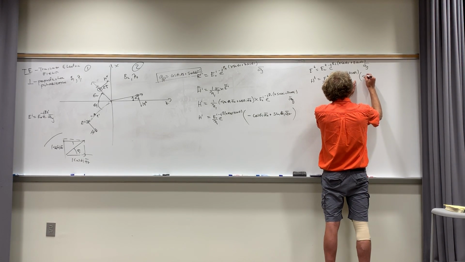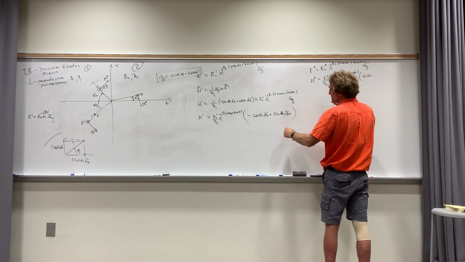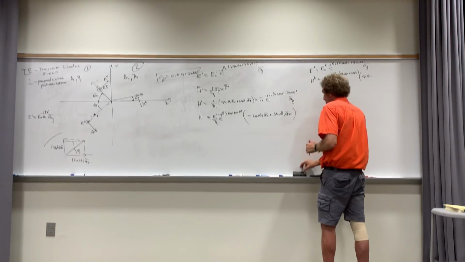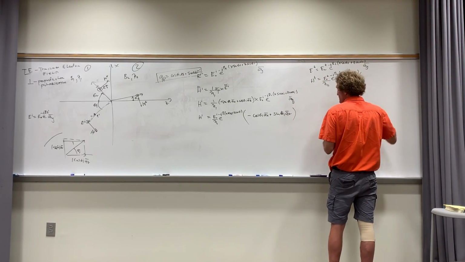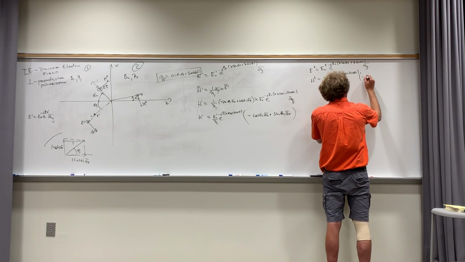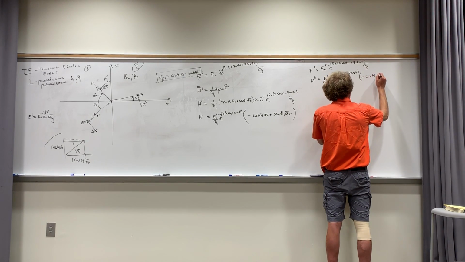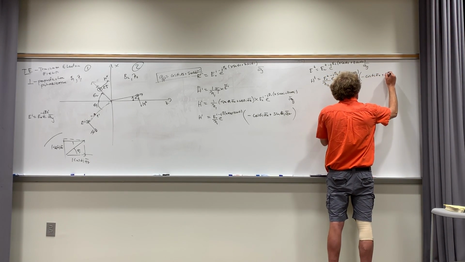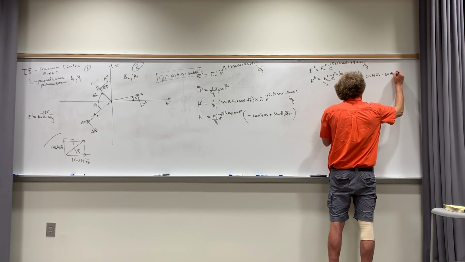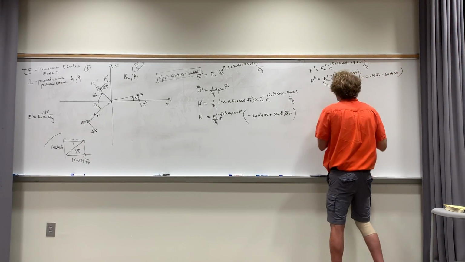sine of theta incident like he has here. Well, actually I should put the cosine first, I guess, because we want to say x. Minus cosine theta incident ax plus sine theta incident az. Are you with me?